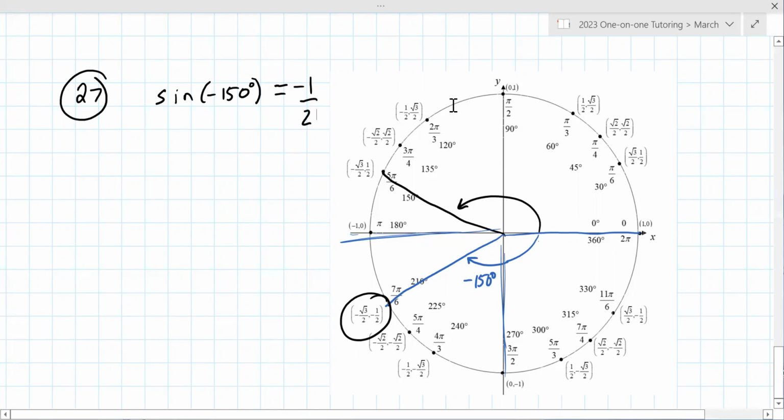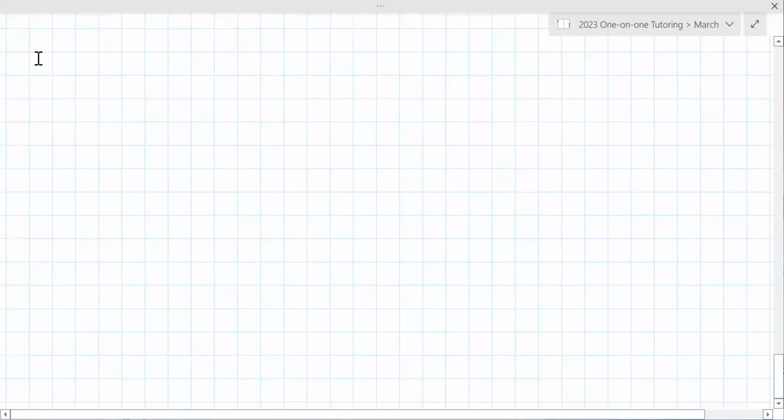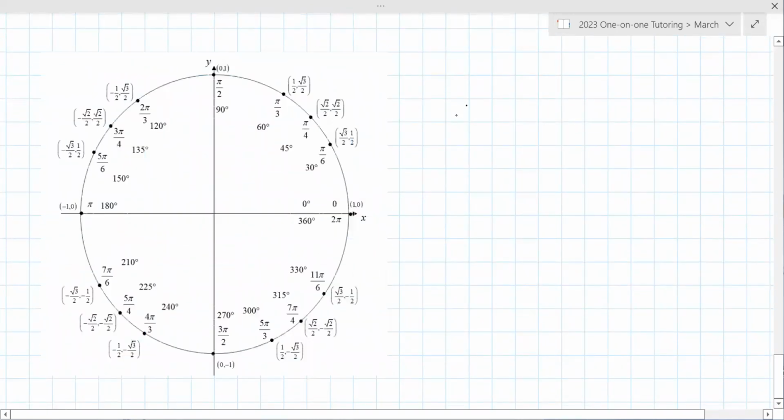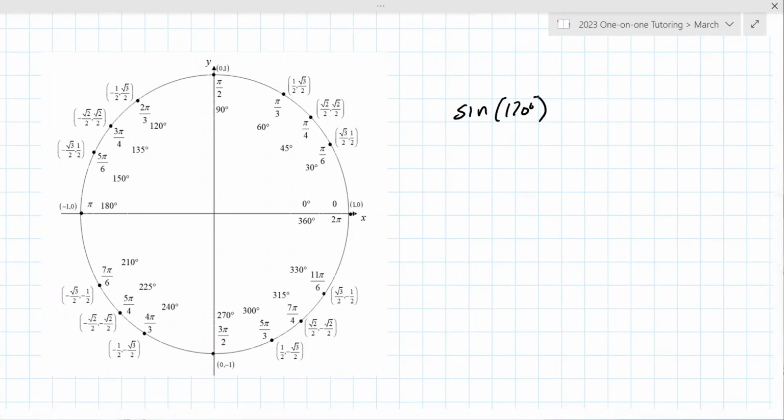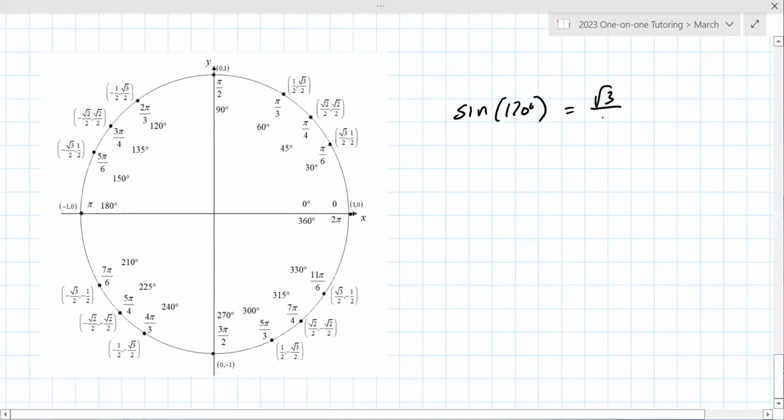So we actually have some time here. I'd like to just detour a little bit more into this topic with you, because this is really important. Can you tell me the sine of 120 degrees? Basically, I'm asking, what is the y value at 120 degrees? It is radical 3/2. Very good.